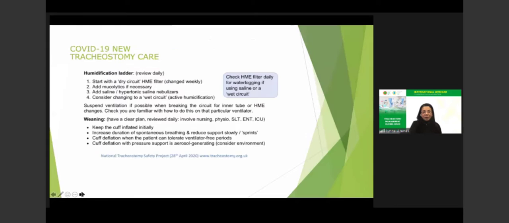All right. So for humidification, just something to remember really, when we are using humidification, saline or hypertonic saline nebulizers are actually going to be used. Sometimes we use 3%. When we're adding it, it's just to keep the secretions loose, so it's easier for the patient to expectorate, and it's easier for the nurses to actually suction it.